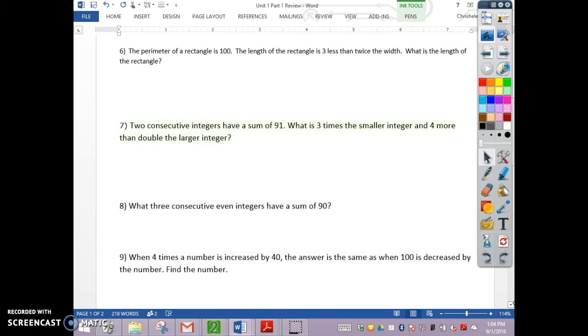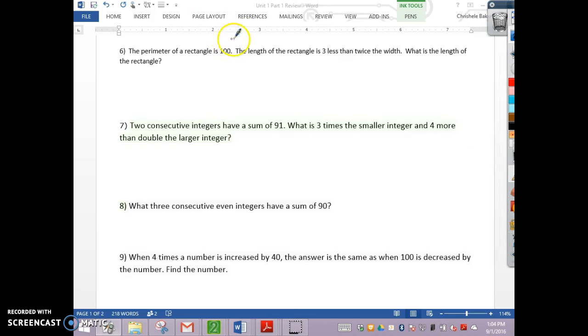The perimeter of a rectangle is 100. The length is 3 less than twice the width. So we always start with our variable as being the smaller one. So is length or width smaller in this case? It's going to be width, because it says the length is 3 less than twice the width. So we know that the length is considerably bigger than the width.